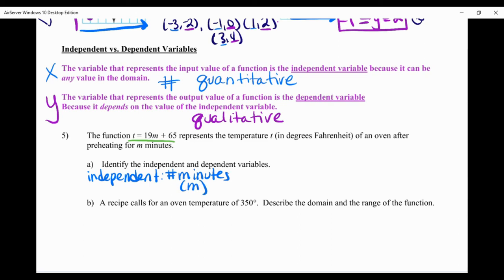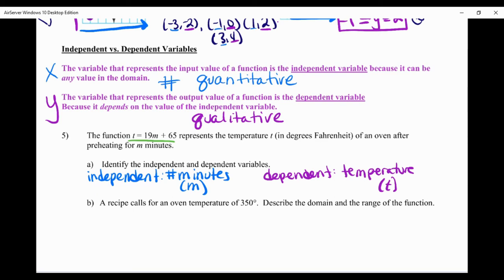So that makes the dependent variable the temperature. The temperature depends on how long the oven's been on, if you're preheating something. So let's tie it back to domain and range. A recipe calls for an oven temperature of 350 degrees. We want to describe the domain and range in context to this.